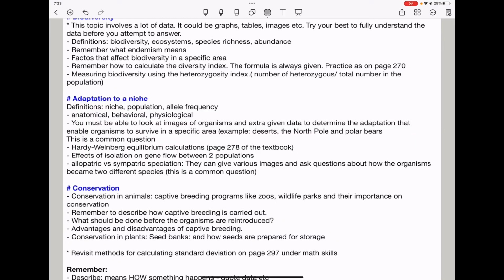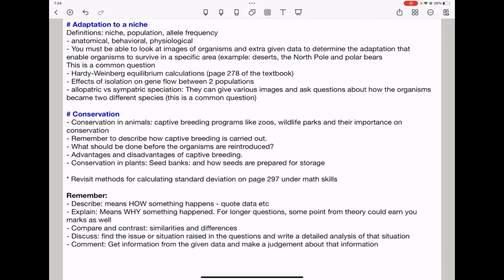Next, they could ask about the Hardy-Weinberg equilibrium calculations. Please visit page 278 of your textbook to fully practice. They could ask about the effects of isolation on gene flow between two populations. When we come to speciation, they could ask about allopatric and sympatric speciation. They can give various images and ask questions about how organisms became two different species, yet they had a common ancestor.